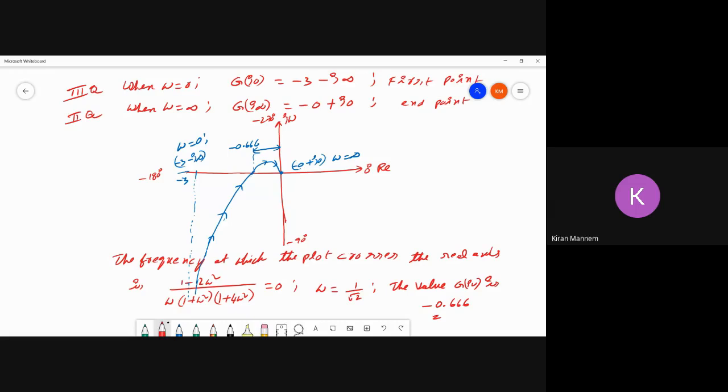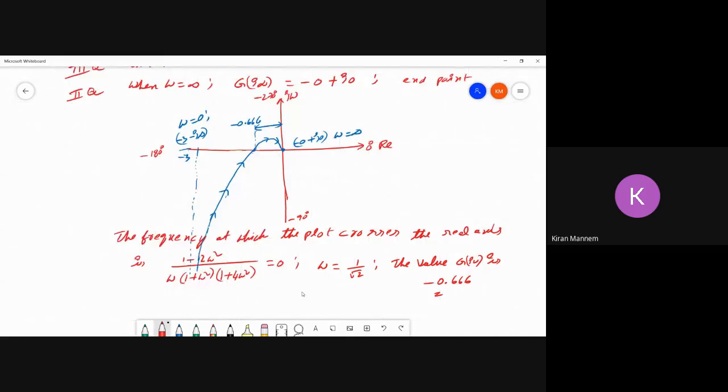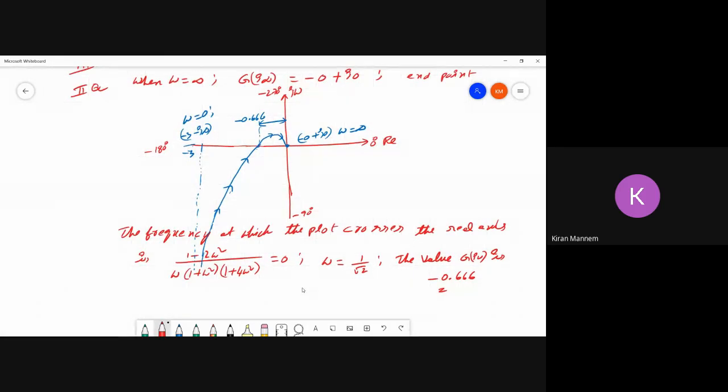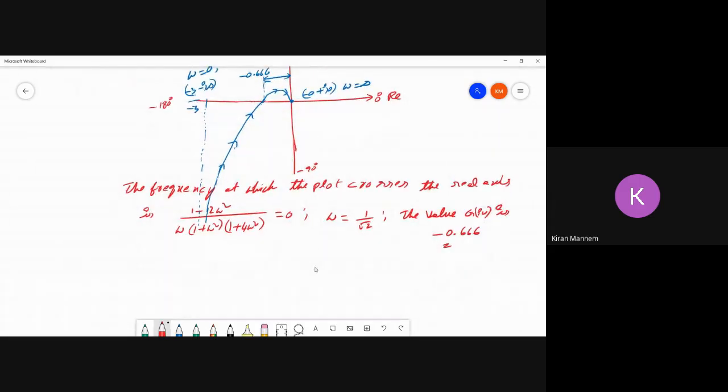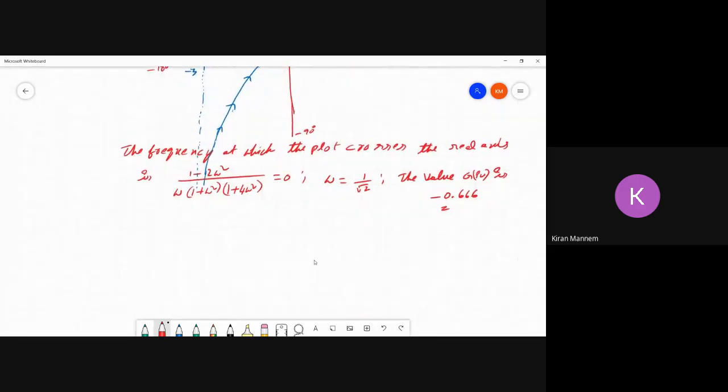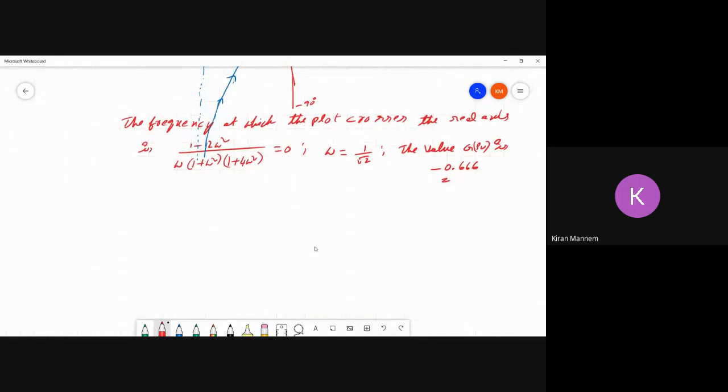So this is how you can draw the polar plots. These are the models, examples 1, 2, 3, 4. These are the 4 models in the polar plot. One is within the same quadrant, one is crossing the real axis, another one is crossing the imaginary axis, and one is reaching infinity. So inverse polar plots, let us finish this topic.